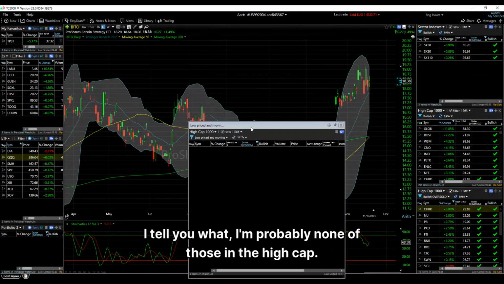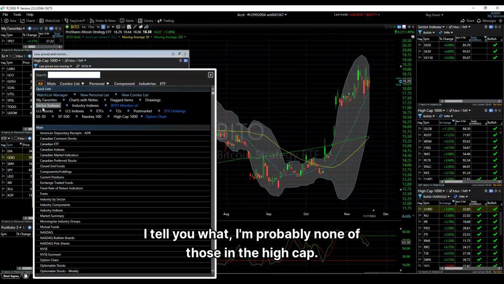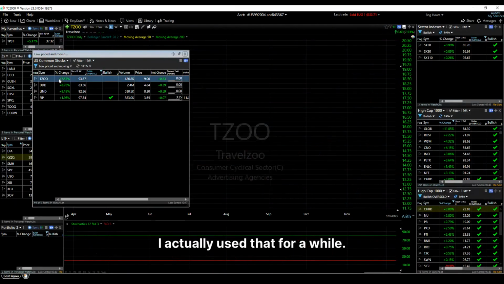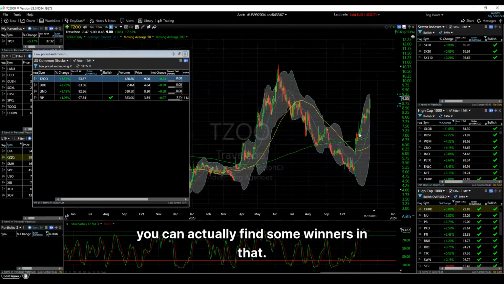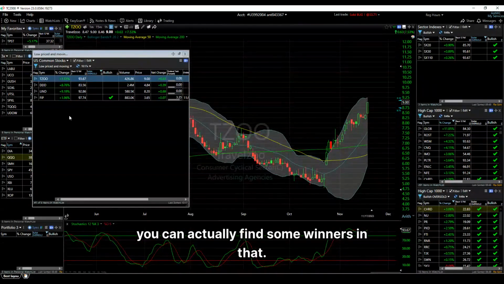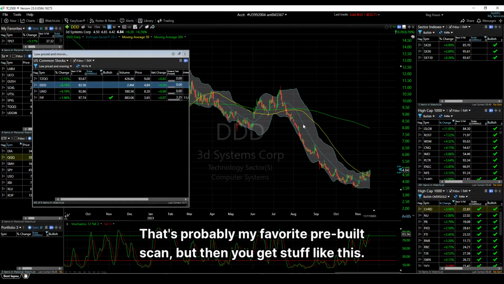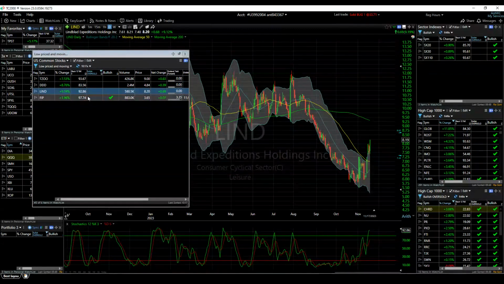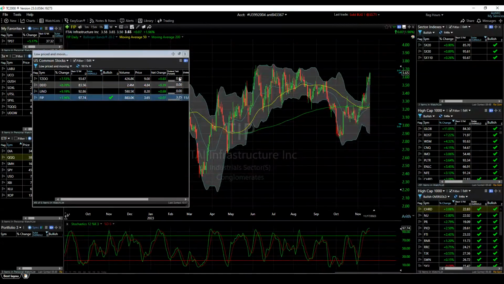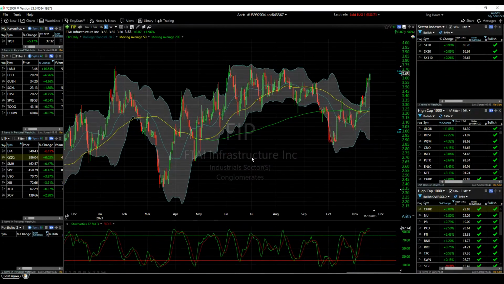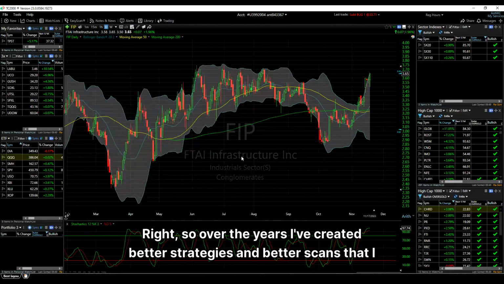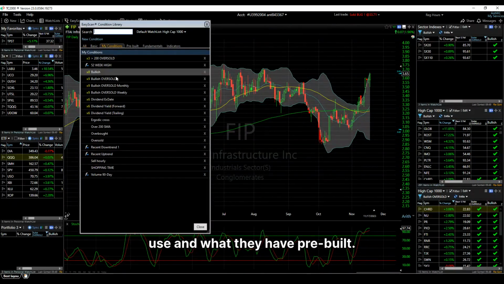I tell you what, I'm probably none of those in the high cap. I actually used that for a while, and you can actually find some winners in that. That's probably my favorite pre-built scan. But then you get stuff like this. Nah, nah, nah. So over the years, I've created better strategies and better scans that I use than what they have pre-built.